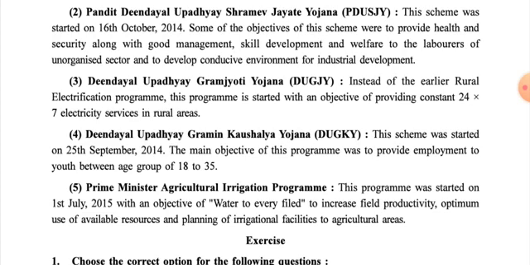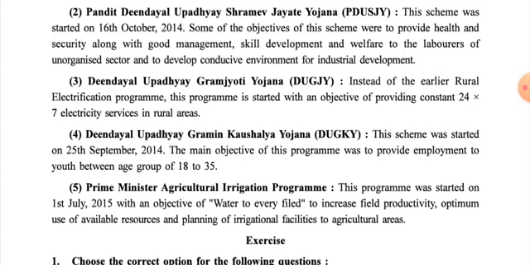Last but not least is the fifth one, that is the Prime Minister Agricultural Irrigation Program. In the previous 6 papers, a question related to the Prime Minister Agriculture Irrigation Program was asked 3 times in different styles. This program was started on 1st July 2015 with the objective of water to every field, to increase field productivity, optimum use of available resources, and planning of irrigational facilities to agricultural areas. The objective of this plan is water to every field.